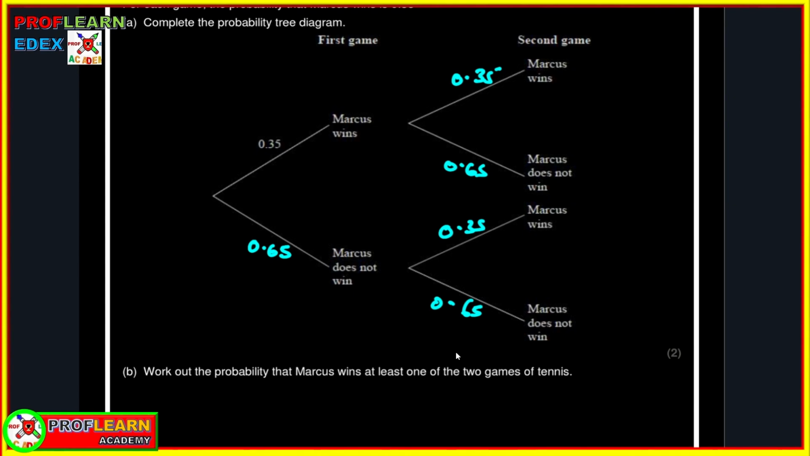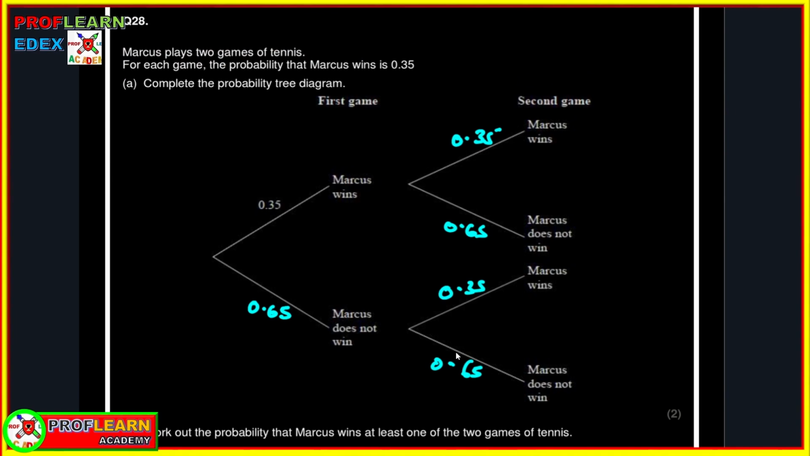So here I have decided at least winning, meaning that there must be a win. So I decided now to work out losing all the games, and then we say 1 minus the probability of losing all the games would give us the answer.